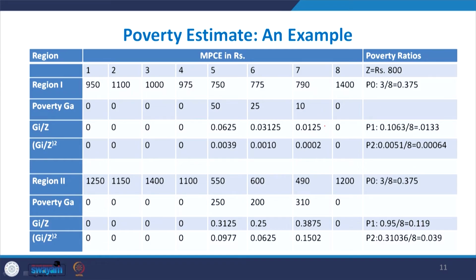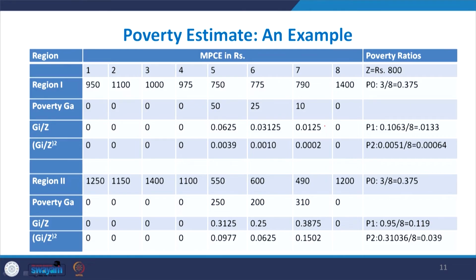So, Gi divided by Z is 50 divided by 800, 25 divided by 800 and 10 divided by 800, and after this you can take the sum of all these gaps and divide by n. So, the sum of Gi divided by Z is calculated, and then you can calculate the poverty gap ratio by dividing this sum by n. N is the number of households, and n is 8.